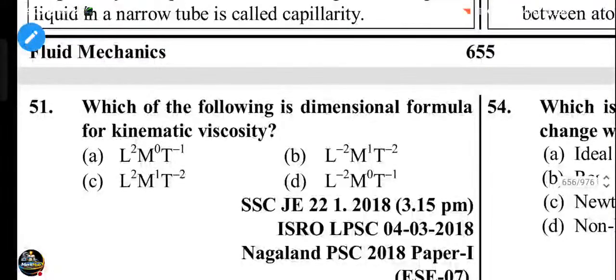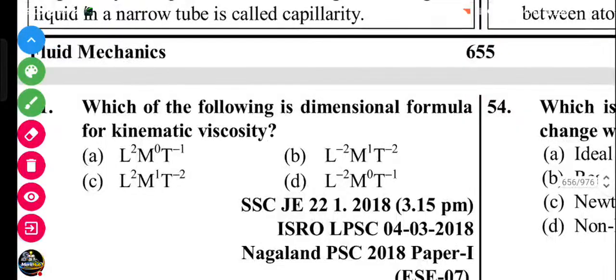Okay, let's start the question answer. There is also given the explanation of every question. Okay, first question: which of the following is the dimensional formula for the kinematic viscosity?